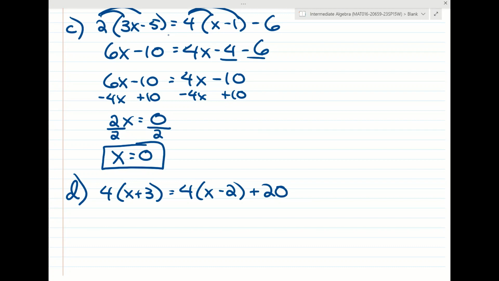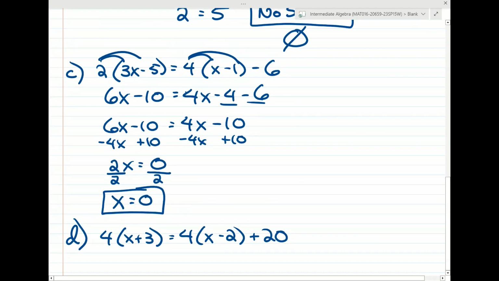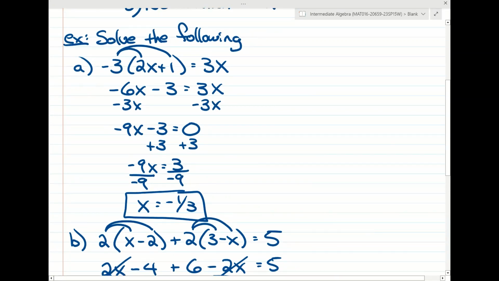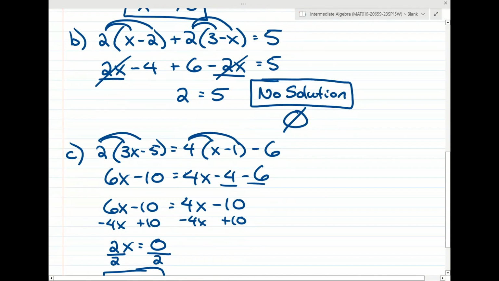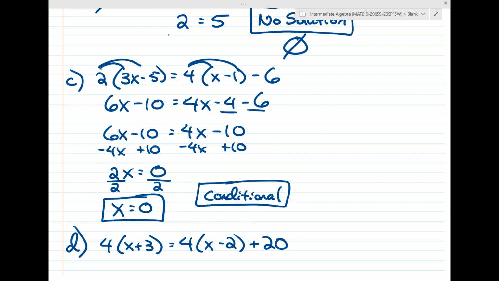Yeah, question. Let's see, the very first one I did. Yeah, so if you get an answer where it's x equals something, that's called a conditional solution. All right, so conditional is like a normal solution. We also had no solution, which means that there is no x left. This third one we did, this is also called a conditional because we got x in our answer, x equals 0.